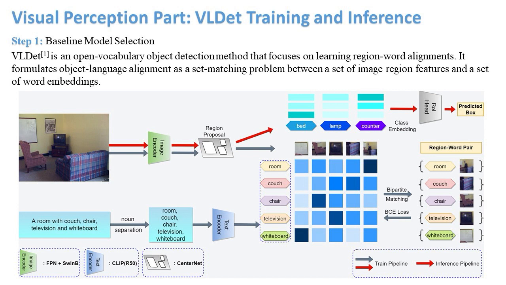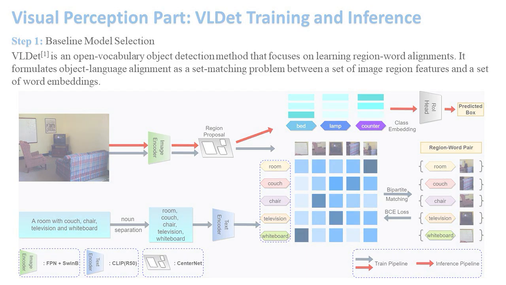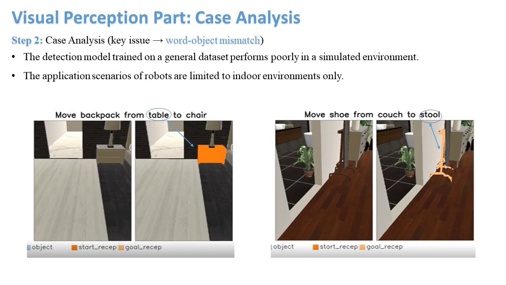During training, it performs a bipartite matching for assignment and replaces the classification loss with the optimal region word alignment loss. That is, the dot product similarity. Through case analysis on the competition dataset, we observed that the detection models failed to achieve domain adaptation in the simulator environment, resulting in a high false positive rate.